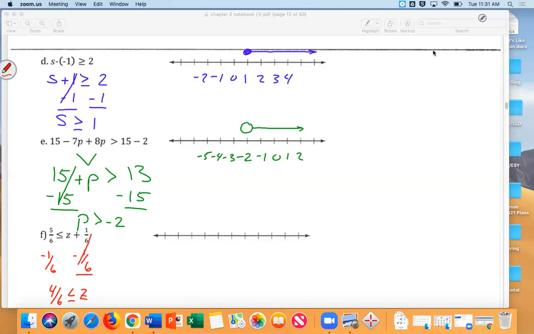Now, 4/6, I'm going to put that in the middle. 5/6, 6/6, 7/6. See how I'm counting up? The numerator's changing. On the bottom, 3/6, 2/6, 1/6, 0. Now, I know 4/6 isn't reduced. I know 6/6 isn't reduced. But I still have my number line that's set up correctly. So I'm going to have a closed circle and I'm going to shade to the right because I'm eating the Z.